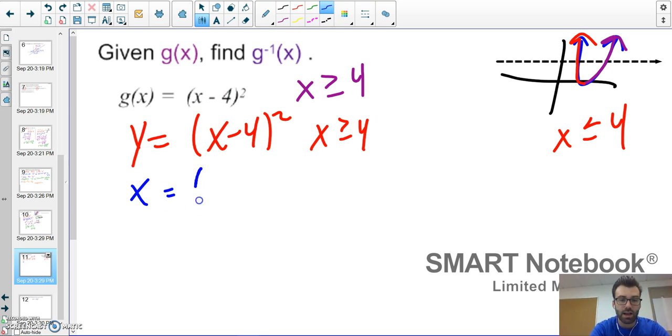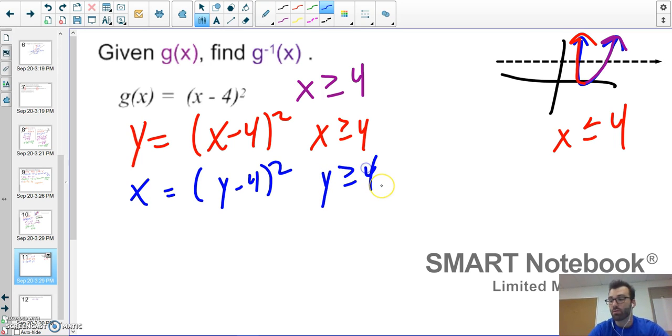Once I switch x with y, replacing my x's with my y's, I still want to switch my x with my y here as well. So y must be greater than or equal to 4 now. Okay? Because remember, the domain of your function is the range of your inverse. So our domain becomes our range still. Okay? So then we continue to perform our operations.